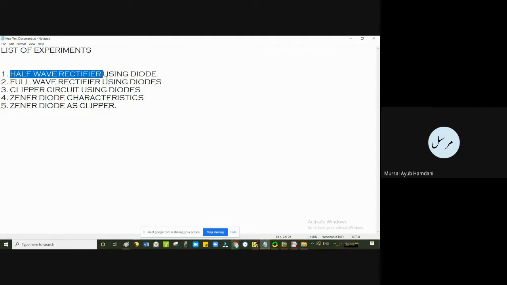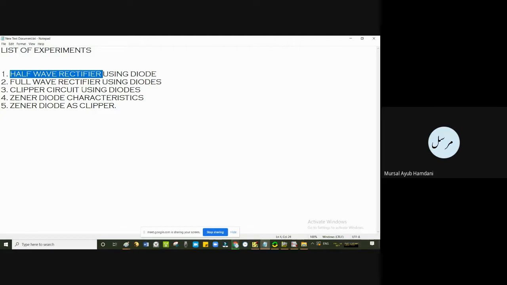Second, we'll go with the full wave rectification, wherein both the half cycles come about, using the diode configuration in a bridge manner. Then we shall try to build some clipper circuits of different types. We shall see that these are of series and shunt type. And if we have time, then we shall also discuss Zener diode characteristics and build a clipper circuit using a Zener diode.